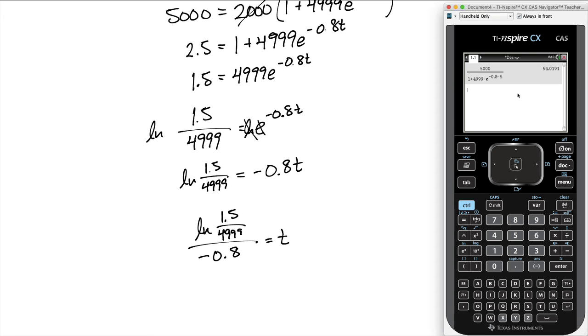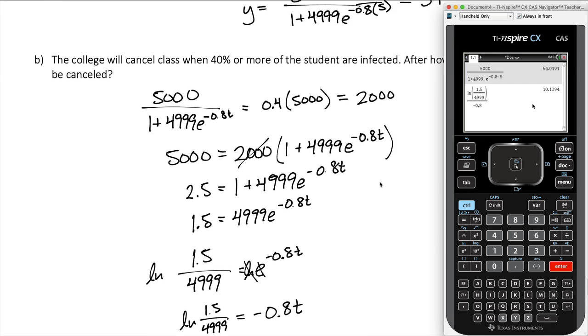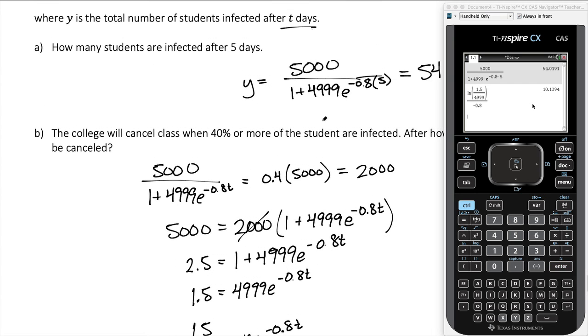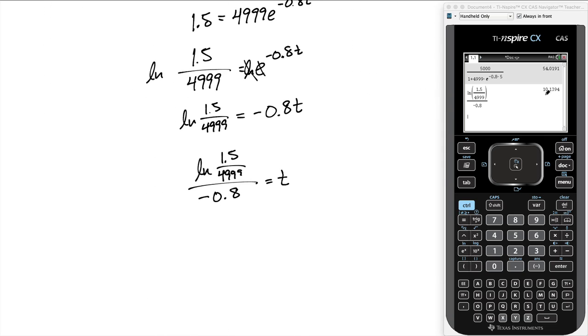We just need to plug this into our calculator. So let's go ahead and do that. We've got the natural log of 1.5 over 4,999, divided by negative 0.8. Hit enter, and we get t, and note that t is in days. And so we get that after just a little bit more than 10 days, we've got that infection of 40% of the student population. So after about 10 days, classes would be canceled.